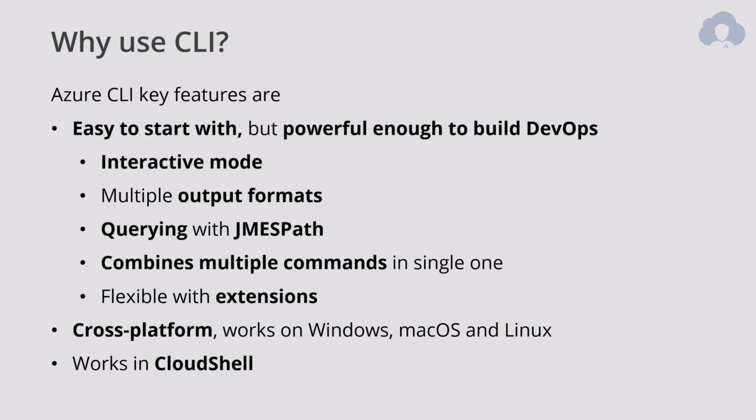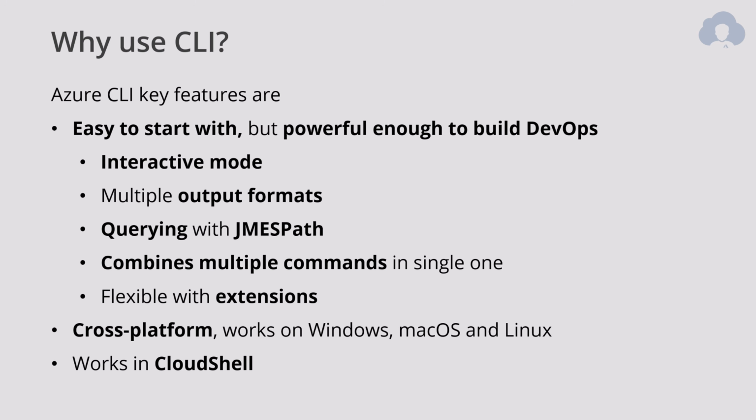So why would you want to use CLI? Most of what you're going to see on the screen right now will be demoed in just a second. First of all, there's interactive mode. If you're learning CLI, interactive mode will actually guide you through available commands and tell you what the required parameters are, what the description is, and things like that. You have multiple output formats. This is a perfect thing for automation, or to query your resources with JMESPath. You can also combine multiple commands in a single one, like for instance when creating virtual machines, there are a lot of commands combined behind the scenes allowing you to create virtual machines faster.